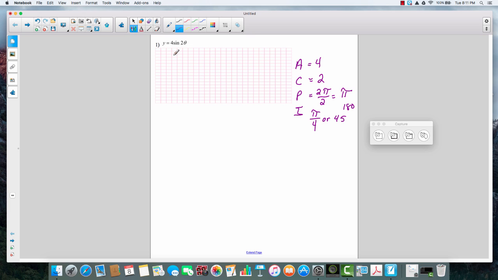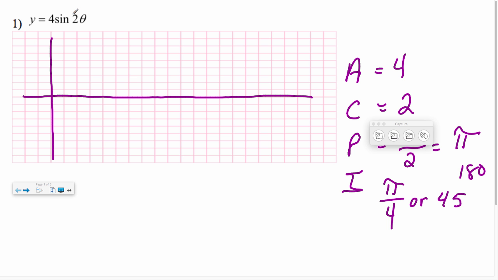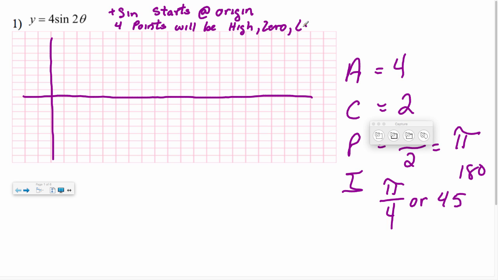Okay, so now let's graph. We'll draw a y-axis here and an x-axis. Maybe I'll make this full screen now. This is the sine graph. Sine, if it's positive, starts at the origin, and we're going to identify 4 points in our graph using these intervals. The 4 points will be high, zero, low, zero. Let me show you what I'm saying.